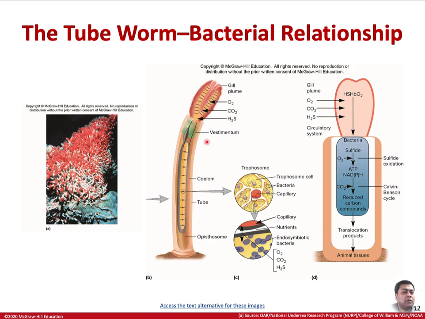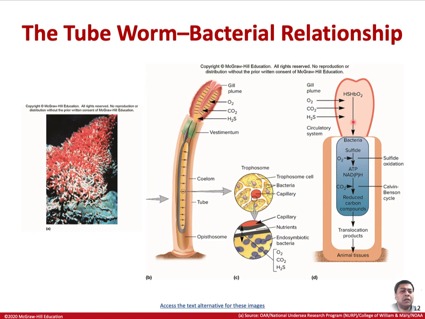And then they have this particular area, which is known as the vestimentum. The vestimentum contains the brain and the animal's heart. The top end is the respiratory gill plume. And inside the trunk of the worm is the trophosome. This trophosome consists primarily of endosymbiotic bacteria inside the associated cells and the blood vessels. The posterior end is known as the opisthosome, which anchors these tube worms to the substrate.